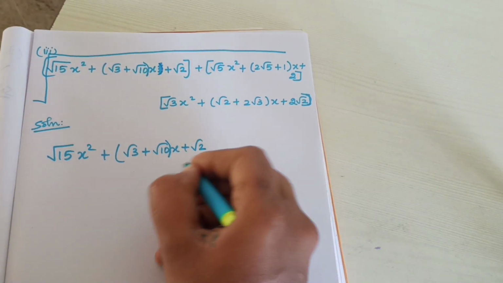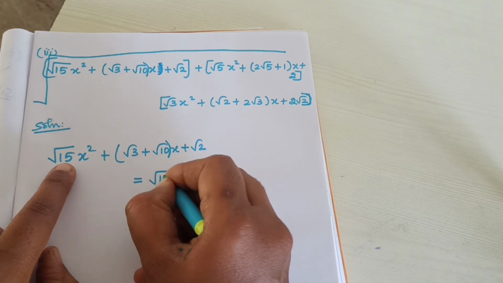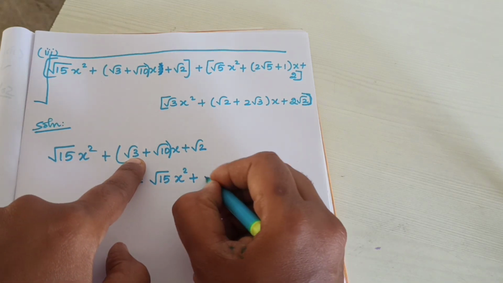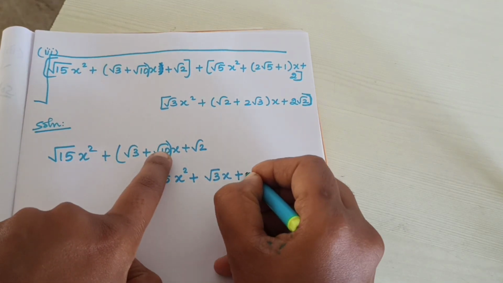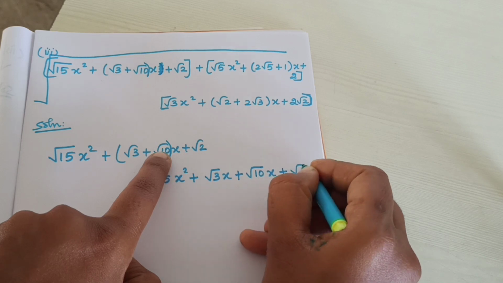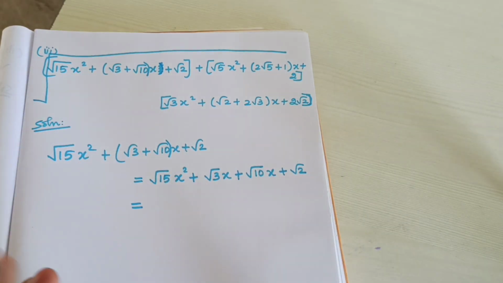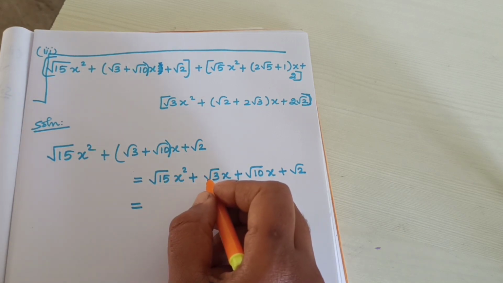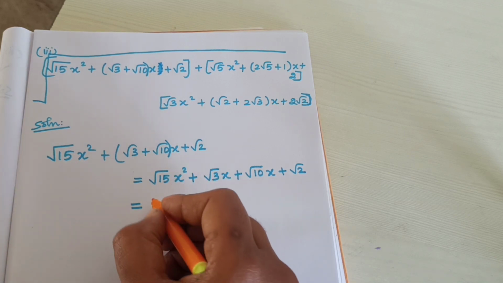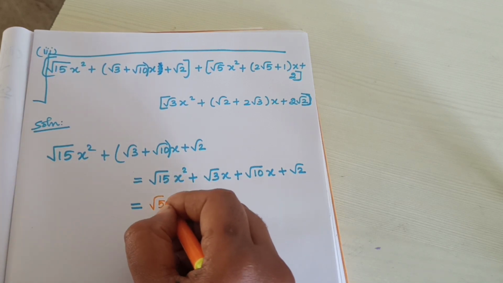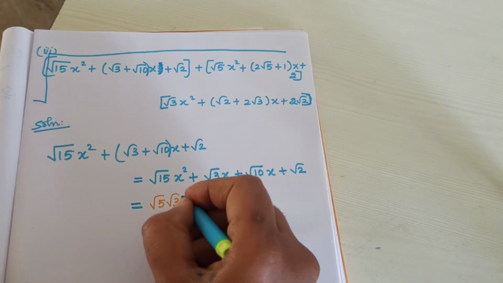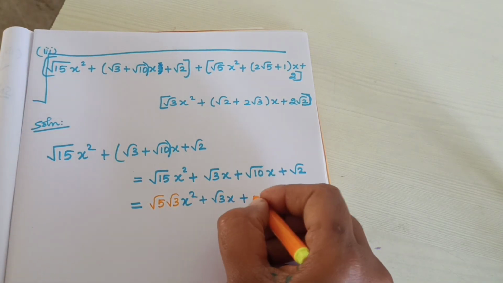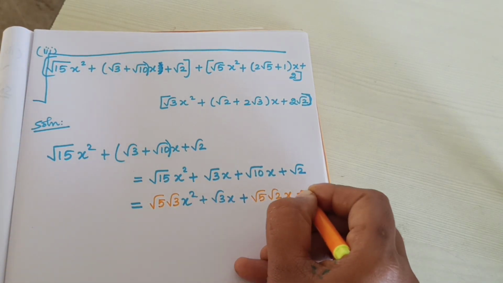plus √2, which is equal to, listen carefully, √15 x² plus, just the x I am going to multiply inside, √3 x + √10 x + √2, which is equal to, see the first two terms, √15 and √3, both will be divisible by, that means third table it will come, no. So we can split this as √15, I am splitting as √5 into √3. Then x² + √3 x + √10, how can we split? √5 into √2, x + √2.